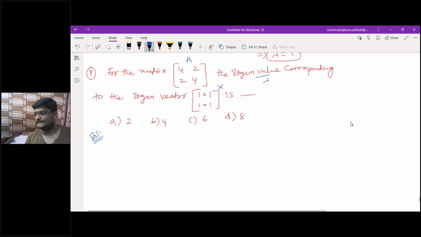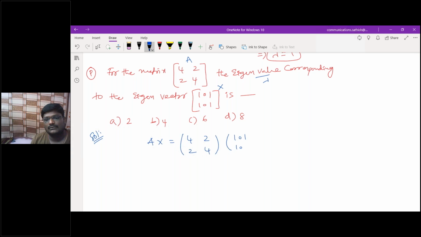C, sir. Yeah, the lambda value will be 6. Again I'm taking Ax, which is equivalent to [4 2; 2 4] times x, where x is (1, 0, 1). Then this is 4 plus 0 plus 4, then 2 plus 0 plus 2, then 2 plus 0 plus 4.